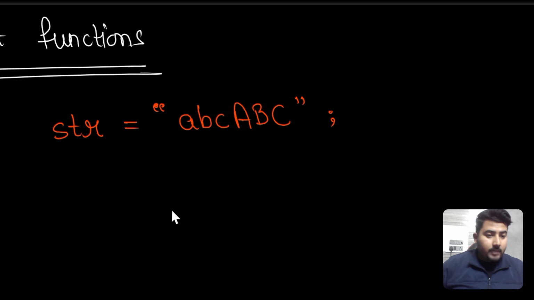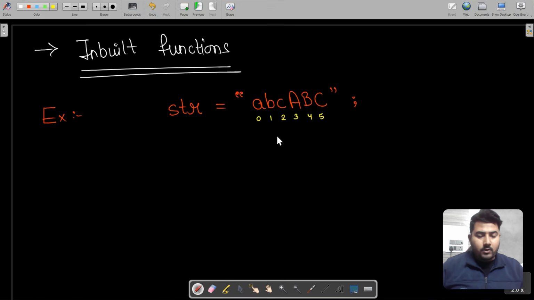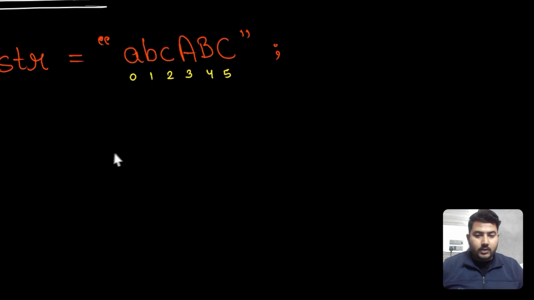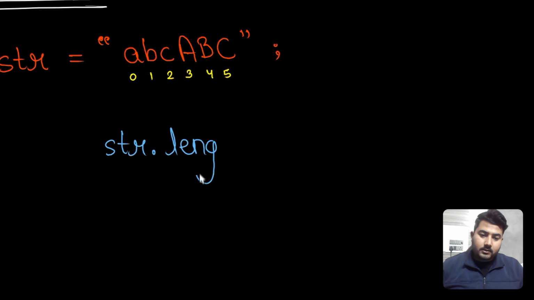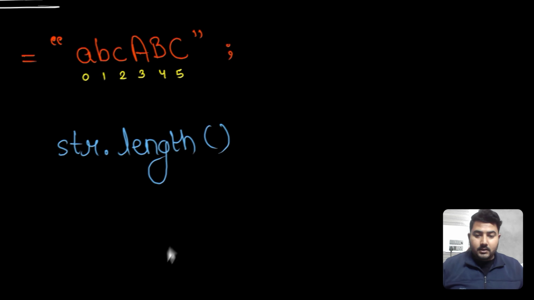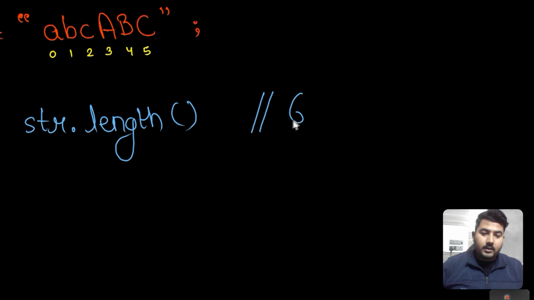Obviously, I don't think I need to mention it again and again that there will be indexing, which will always start from zero. So we are simply going to always assume that these yellow numbers are always there, which are called indexing. The very first inbuilt function which I have told you is to find the length of the string. It is going to be str dot length with parentheses. In this case, it is going to return obviously 6.